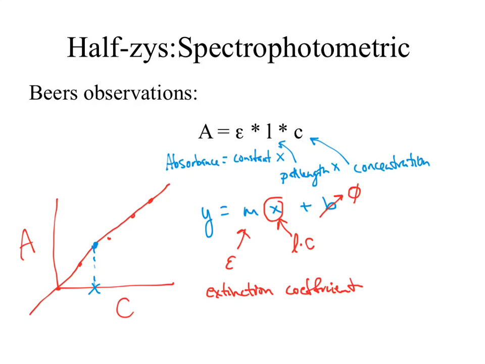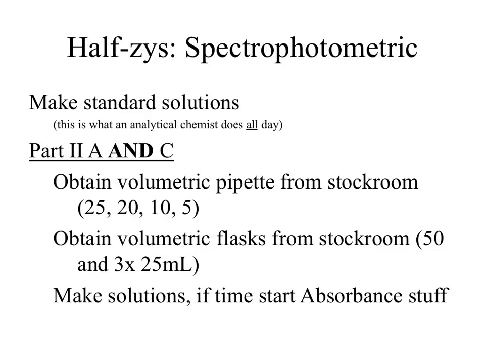So, to do this experiment, we've got a couple of issues. Number one, we need standard solutions. One of the things you're going to have to do is make a whole bunch of standard solutions. That would be parts A and C of part 2. There are a whole bunch of different steps being referred to in this.